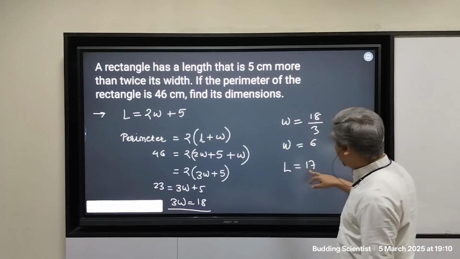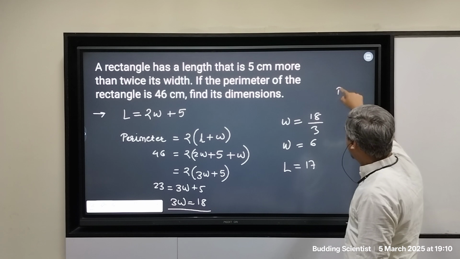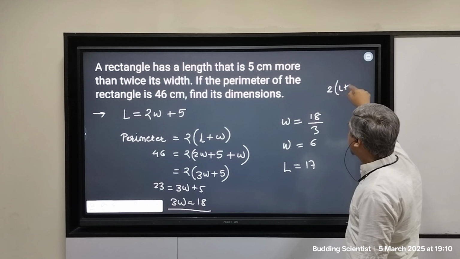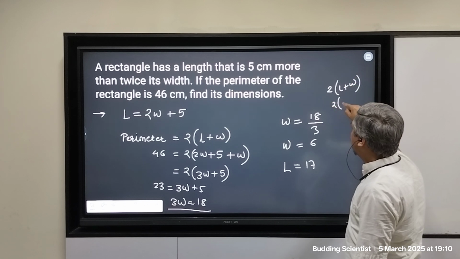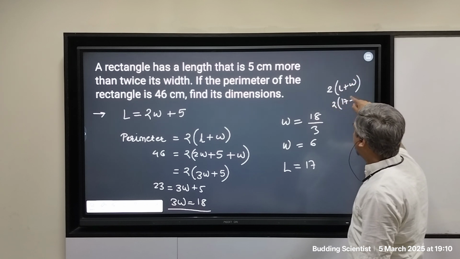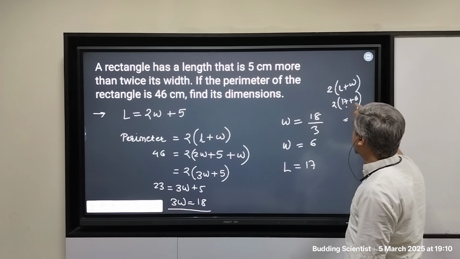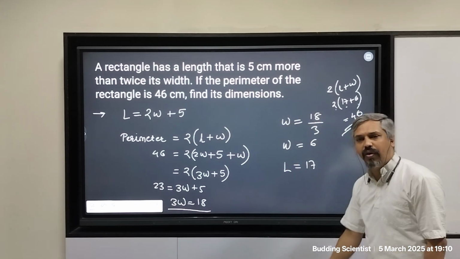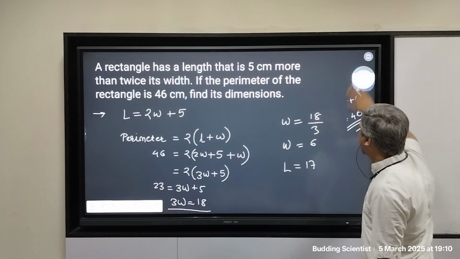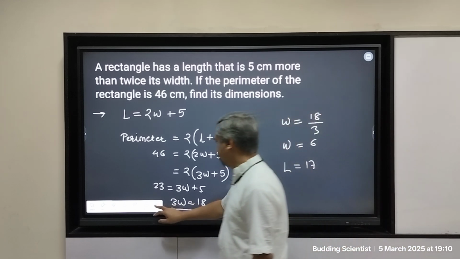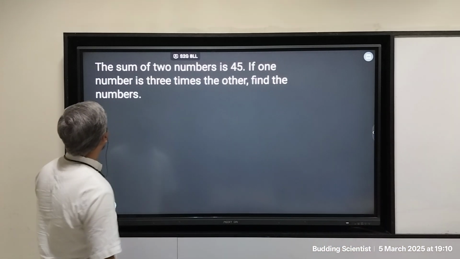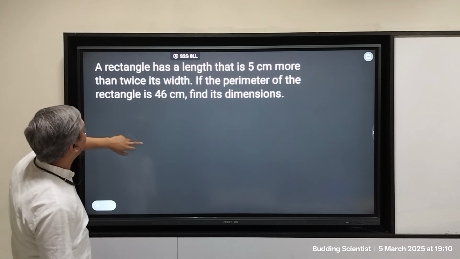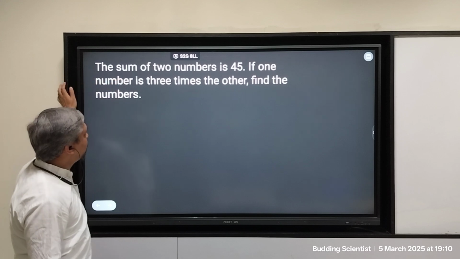If the length is 17 and width is 6, the perimeter will be equal to 2 into bracket length plus width. 17 plus 6 is equal to 23, into 2, 46. Yeah, that's the right answer. We got the right answer. I think this might be the last. No. This is the last rectangle. The sum of this might be the second last problem.